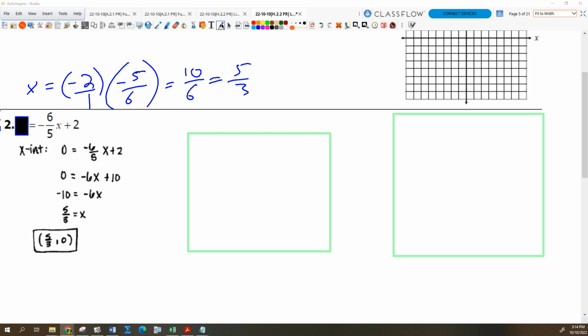Okay. How would I find the y-intercept? I cover up the x term, in other words, right? I'm going to set x equal to 0, which means I just cover up that x term, and I get y equals 2. Easy.